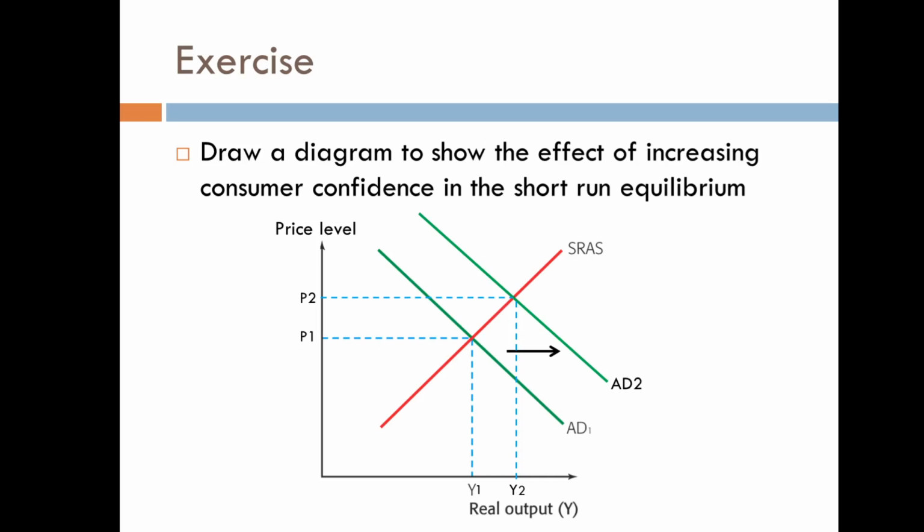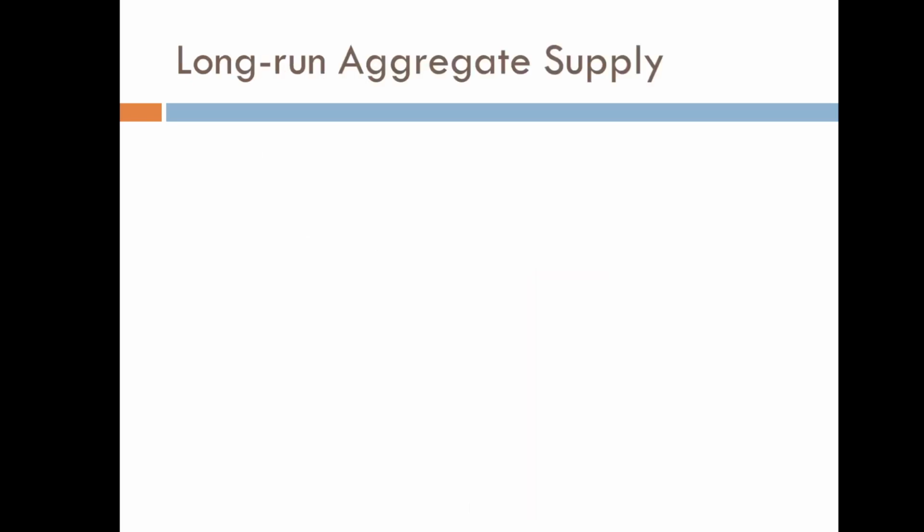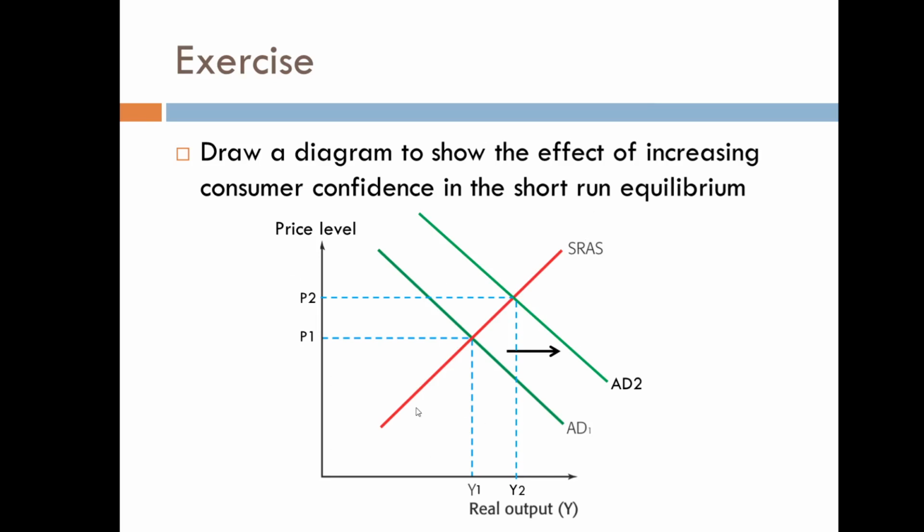So before we end today's lesson, let's go to this very tricky concept here. Now we are in the long run aggregate supply. This is what you can see in the short run. In the short run, it's nothing special, just like what you always see in the microeconomic diagram.